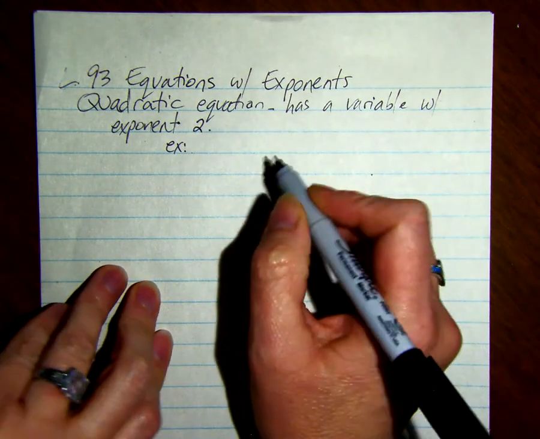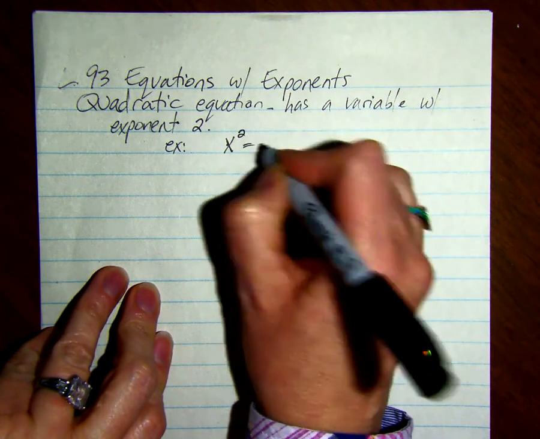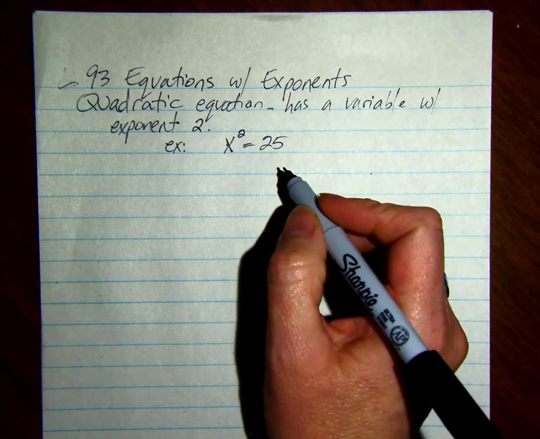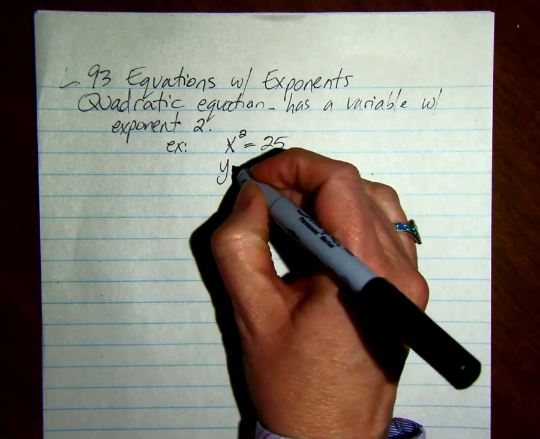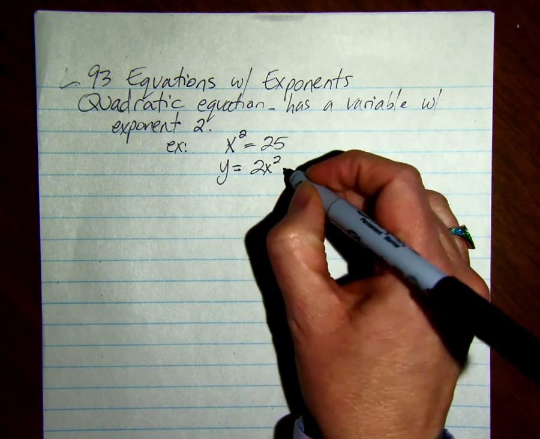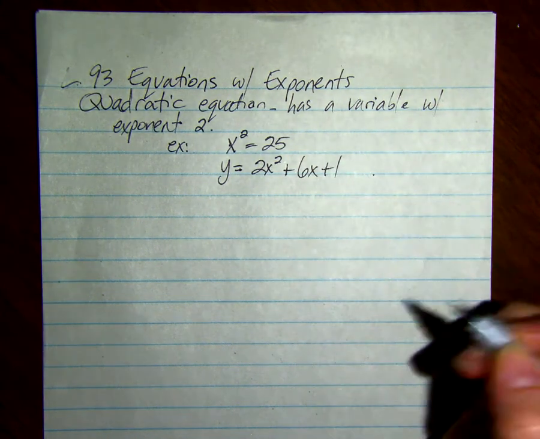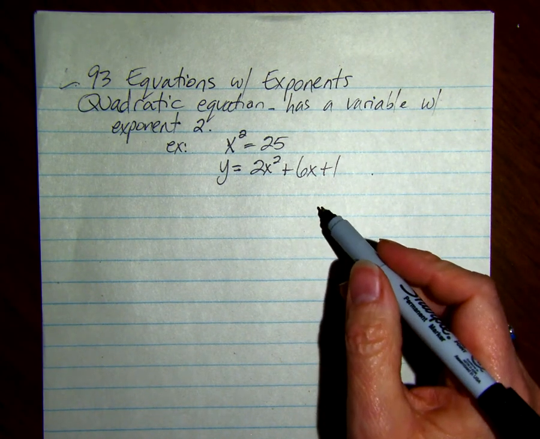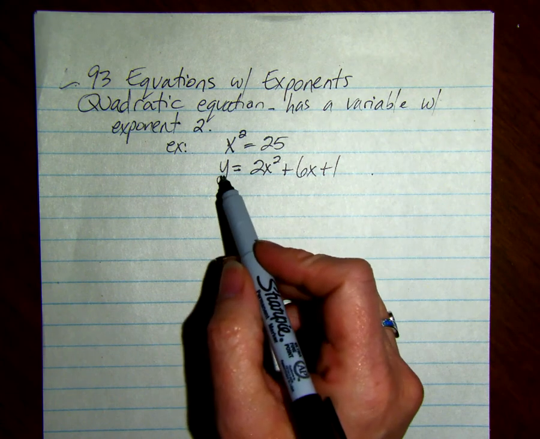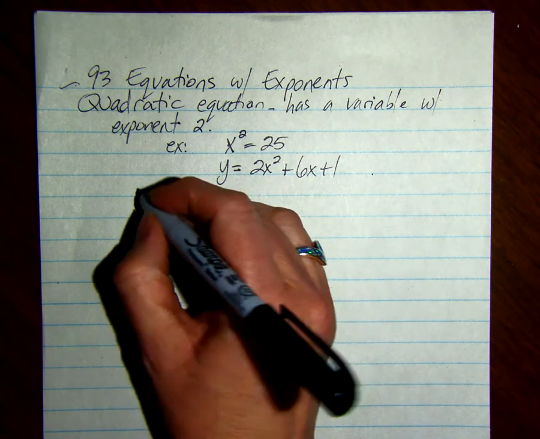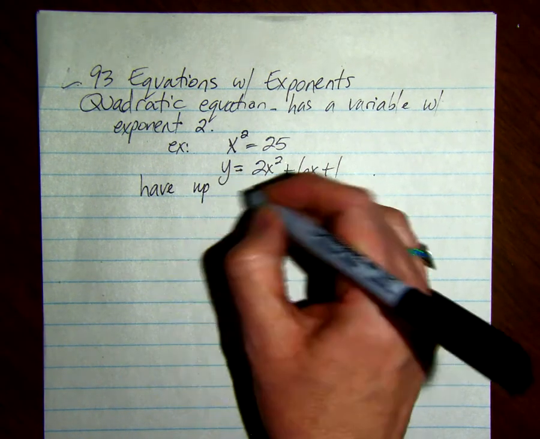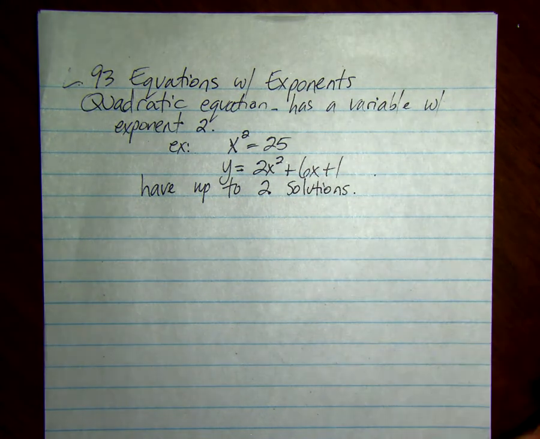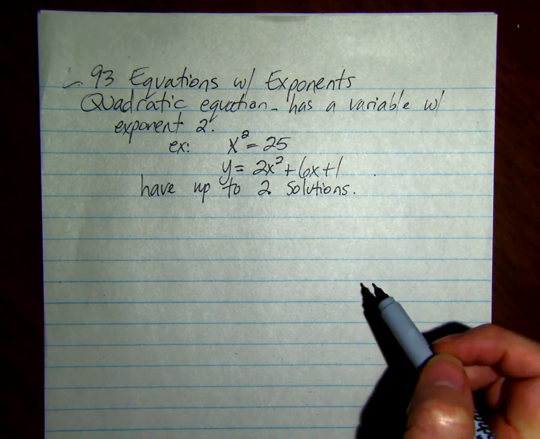So here's an example of a quadratic equation. X squared equals 25. Notice the variable x has an exponent of 2. Here's another example. Y equals 2x squared plus 6x plus 1. This has a variable x that has an exponent of 2. So this is also a quadratic equation. You can have up to 2 solutions. You may have 0, you may have 1, or you may have 2.